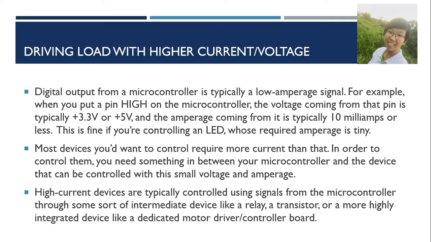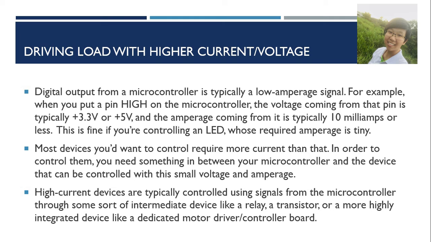Next, driving a load with higher current or voltage. Digital output from a microcontroller is typically a low amperage signal. For example, when you put a pin high on a microcontroller, the voltage coming from that pin is typically positive 3.3 volts or positive 5 volts, and the amperage coming from it is typically 10 milliamps or less. This is fine if you are controlling an LED whose required amperage is tiny.